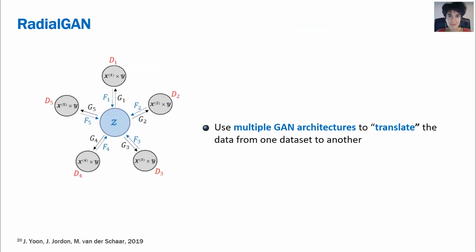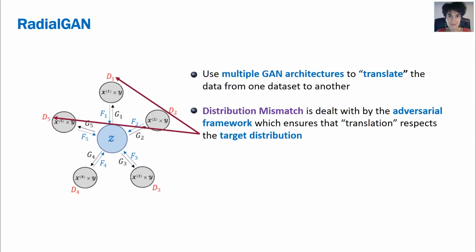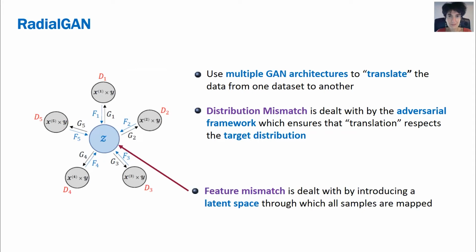In order to learn in the presence of such a setting, we have developed, in ICLR 2019, RadialGAN. RadialGAN uses multiple GAN architectures to translate the data from one data set, one setting, to another. So we use these multiple GAN architectures to deal with distribution mismatch, and the adversarial framework is able to do that by ensuring that the translation across the different data sets respects the target distribution, and also by introducing a latent space through which all samples are mapped, we can deal with feature mismatch.